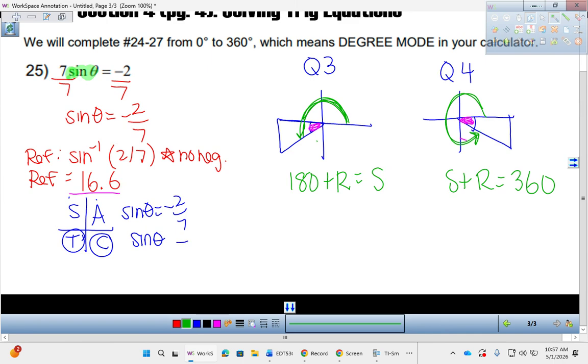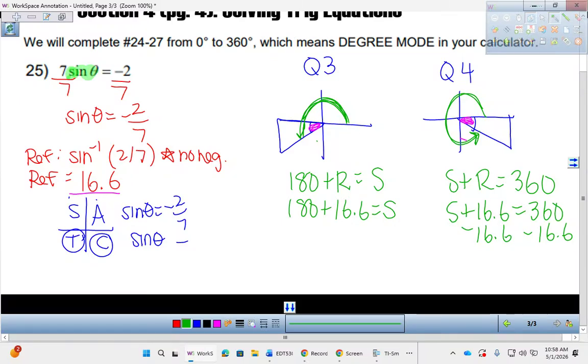Each quadrant has its own rules. Whether you choose to memorize them or use the picture is up to you. You do not have to draw the picture for these problems. You can just do the work. So for this problem, I'm going to do 180 plus my reference angle, which I figured out was 16.6, to find my standard. And for this one, I'm going to have to solve for my standard angle by subtracting 16.6 from 360. My result will be 2 answers. Those are the answers to the problem.